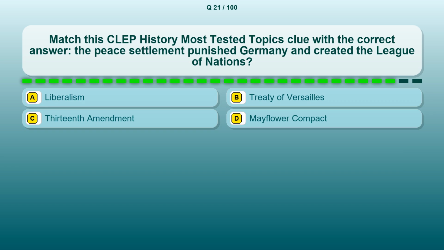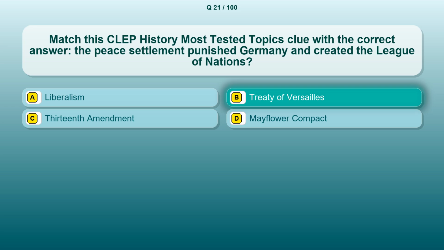Question 21. Match the CLEP history most tested topics clue with the correct answer. The peace settlement punished Germany and created the League of Nations. Option A, liberalism. Option B, Treaty of Versailles. Option C, 13th Amendment. Option D, Mayflower Compact.